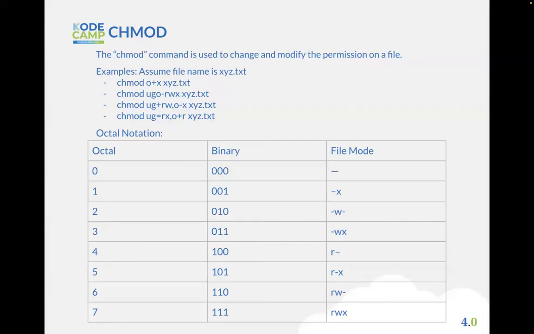So these different numbers, using their binary, give either true or false values to the different permissions: read, write, execute.